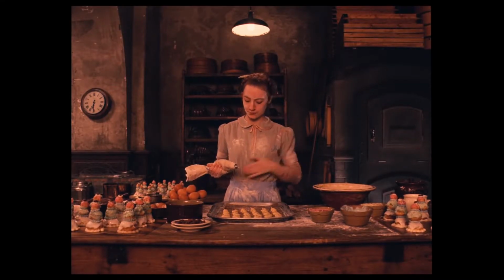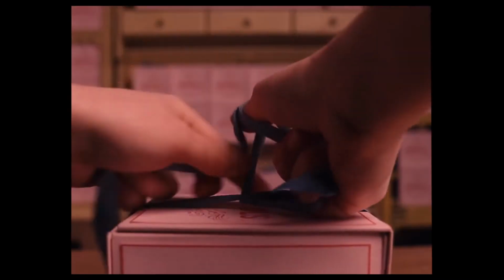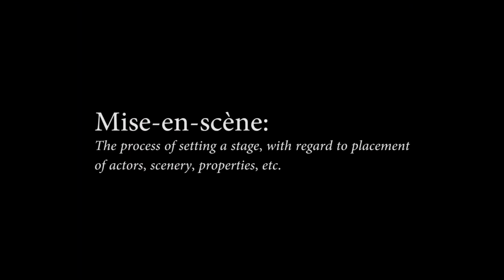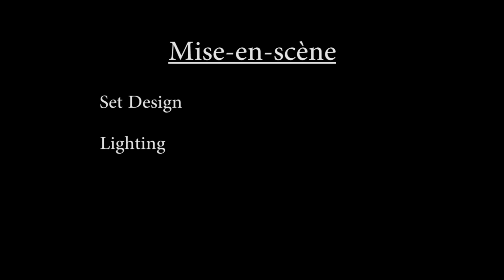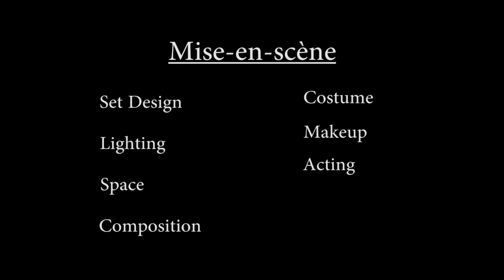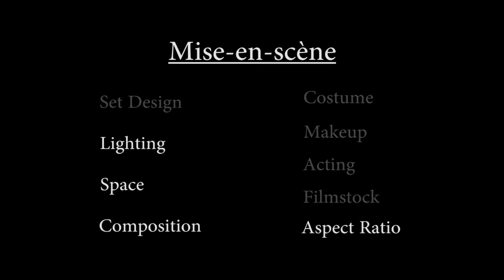To make sense of all of this on a cinematic level, we need to understand a fancy word called mise en scène, which is basically just everything in front of the camera. Elements like set design, lighting, space, composition, costume, makeup, acting, film stock, and aspect ratio are all parts of mise en scène. For this visual analysis, we are only going to focus on 4 of these.